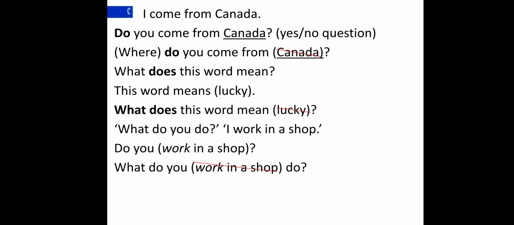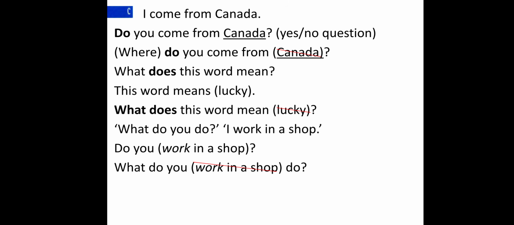Here, do you work in a shop? Here, work is the base form because we use do. We must change the main verb into its original base form. Here, work is not the present simple. Work here is in the base form, in the yes or no question. It is the base form.